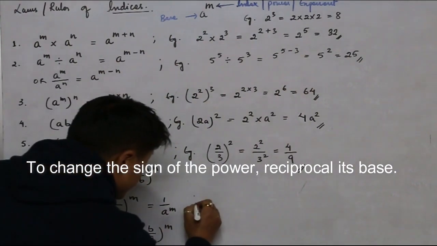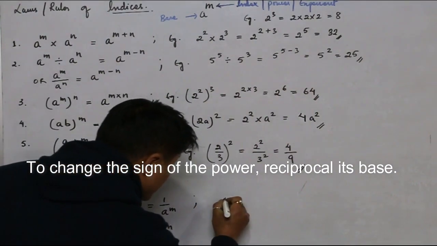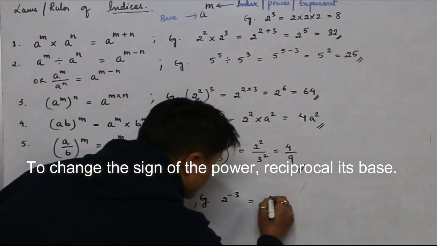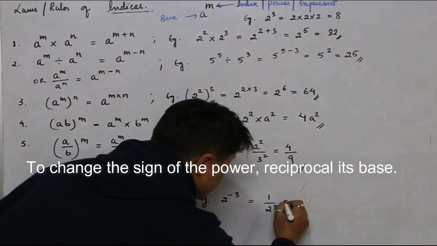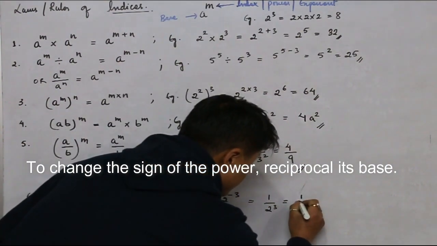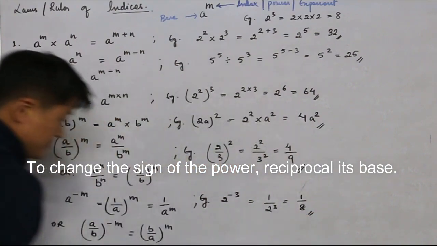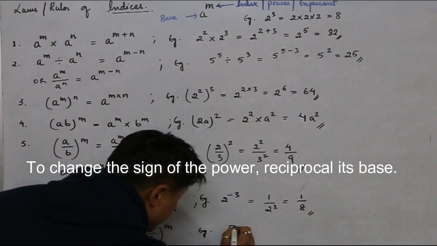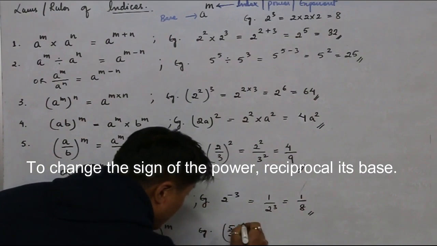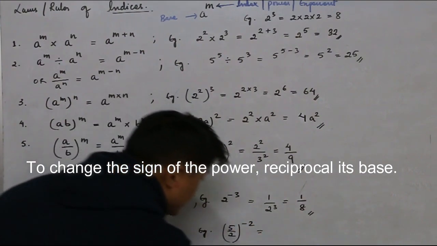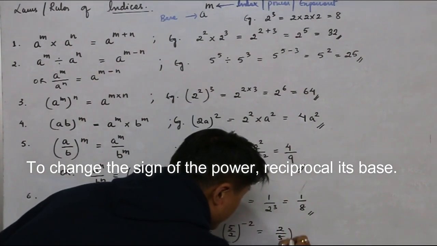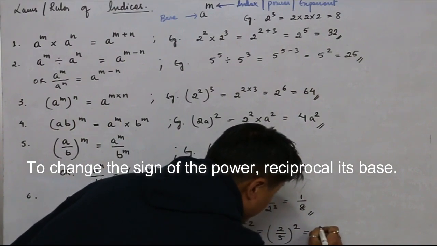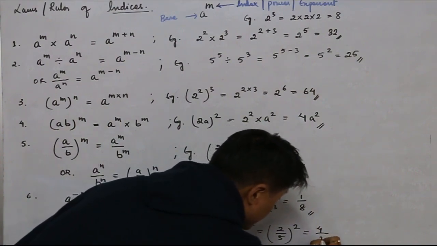Okay, let's do one example. If we have 2 to the power minus 3, this can be written as 1 by 2 to the power 3, which is 1 by 8. Or if we have 5 divided by 2, whole to the power minus 2, this can be written as 2 by 5, whole to the power 2. This is 2 to the power 2, which is 4, over 5 to the power 2, which is 25.